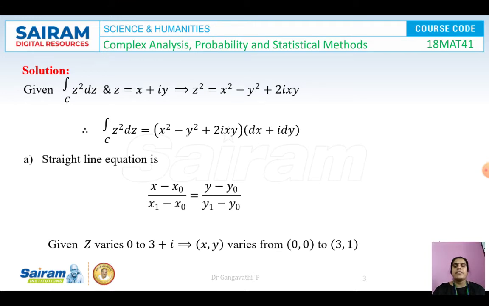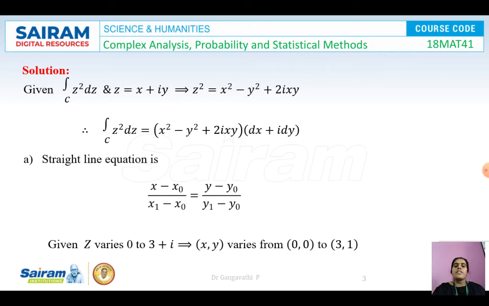Now consider the first curve. The first curve is a straight line from 0 to 3 plus i, which implies that the point (x, y), where 0 is nothing but 0 plus 0i, with both real and imaginary parts 0, varies up to 3 plus i. So the real part x is equal to 3 and the imaginary part y is 1. So (0, 0) to (3, 1).